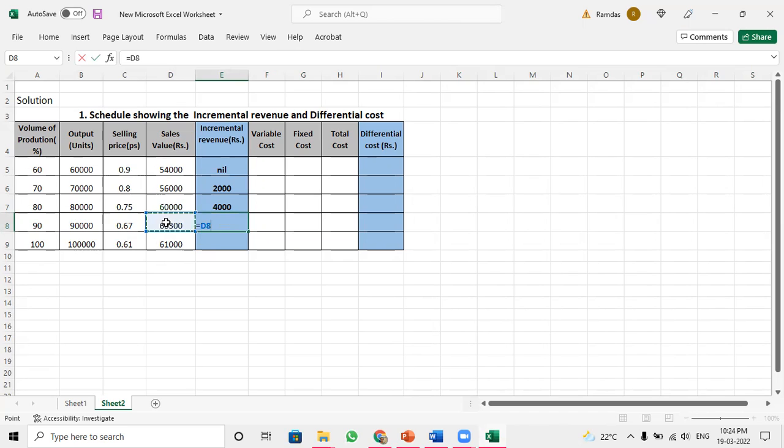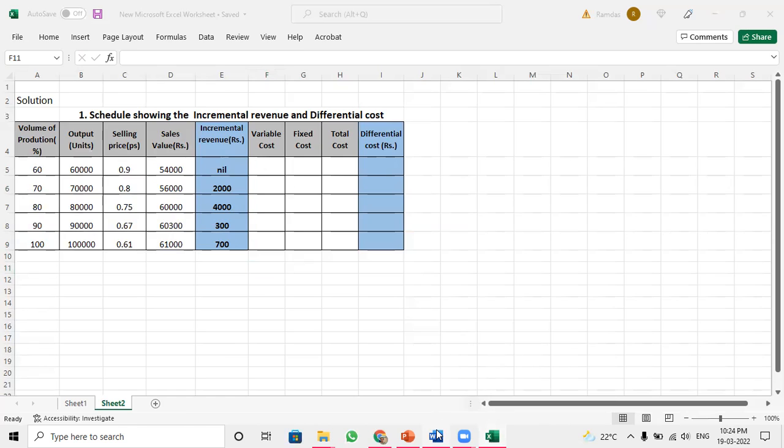Incremental revenue is equal to current value of sales minus the previous value of sales. We have calculated the incremental revenue. So now, as we have finished with incremental revenue, we go with the differential cost.